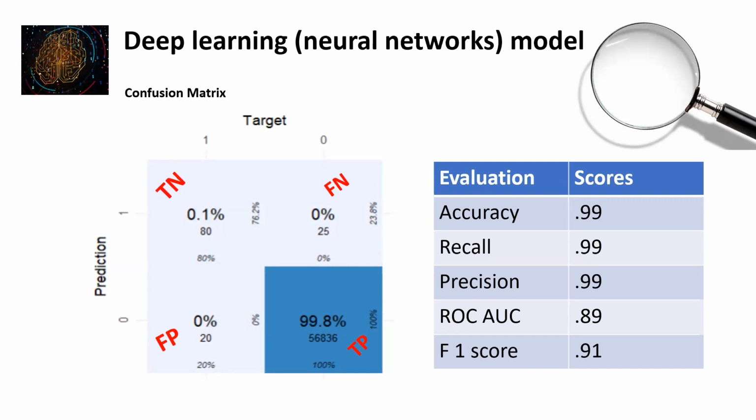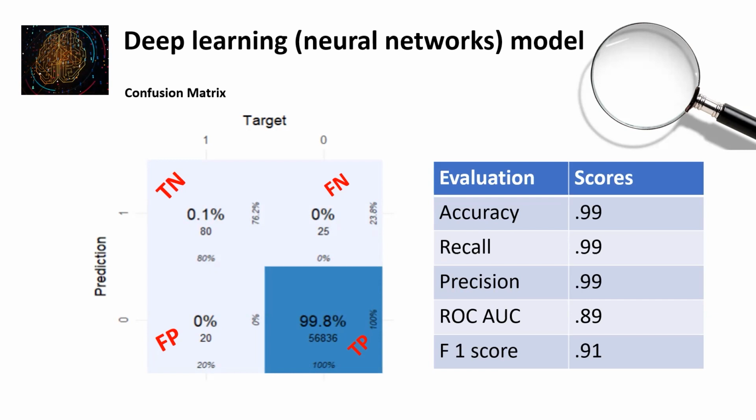But here, after running the neural network model using the same data set, we came up with evaluation measures that show it has better performance compared to the machine learning model. We see here the accuracy is at 0.99, our recall is at 0.99, and precision too. Our ROC AUC went down a little bit, but the F1 score is 0.91. So we do see improvement in our evaluation measures.